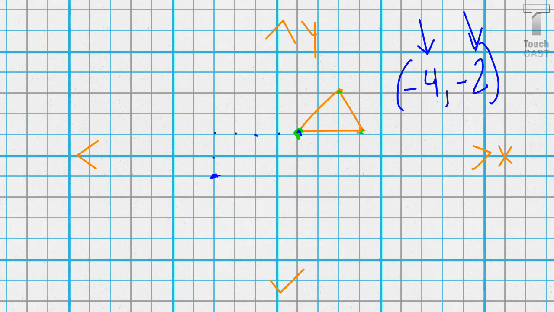For the top point of the triangle, we'll go 1, 2, 3, 4 to the left, and 2 down. For our far right, we'll go 1, 2, 3, 4 to the left, and 1, 2 down, and it should give us a nice and perfect triangle. Looks exactly the same as the other one. It is just shifted 4 to the left and 2 down.